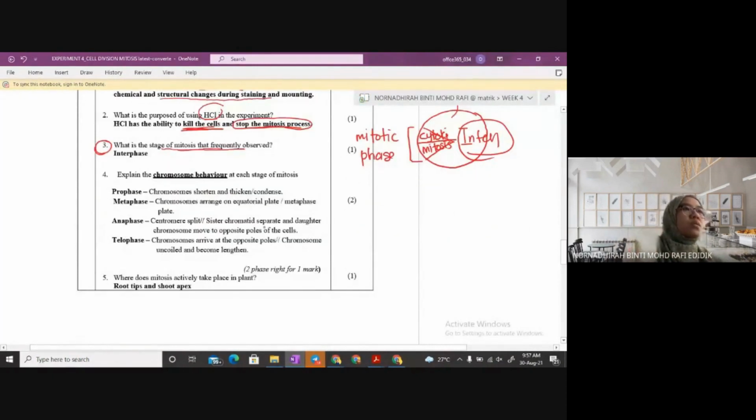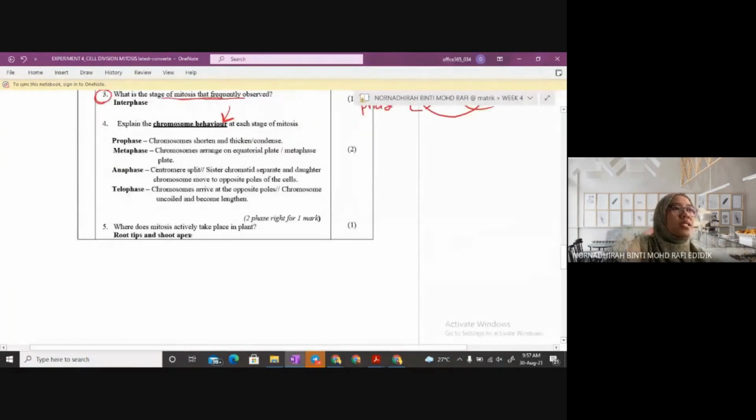Okay, then chromosomal behavior tadi awak dah jawab dah. Okay, so awak hanya salin balik what are the chromosomal behavior. It is about chromosome, not spindle fiber, not nucleolus. It is about only chromosome. Awak sebut chromatin, then chromosome, and then what happened to the chromosome. And then where does mitosis actively take place in plant? Kat mana? Root tips and shoot tips. Root tips and shoot apex sama saja. Awak guna perkataan apex betul, awak guna perkataan tips pun betul. Dia sama saja.